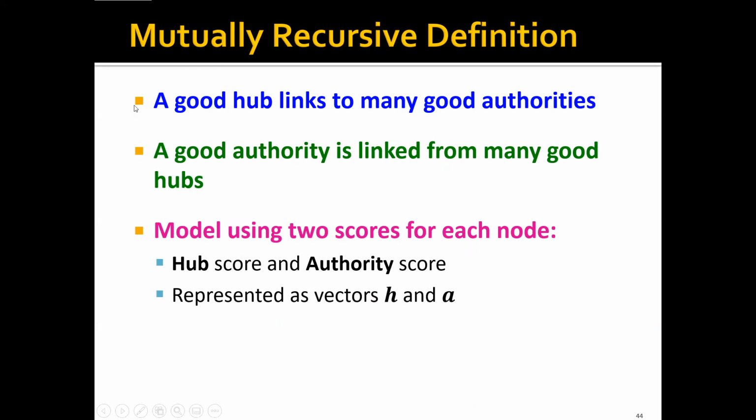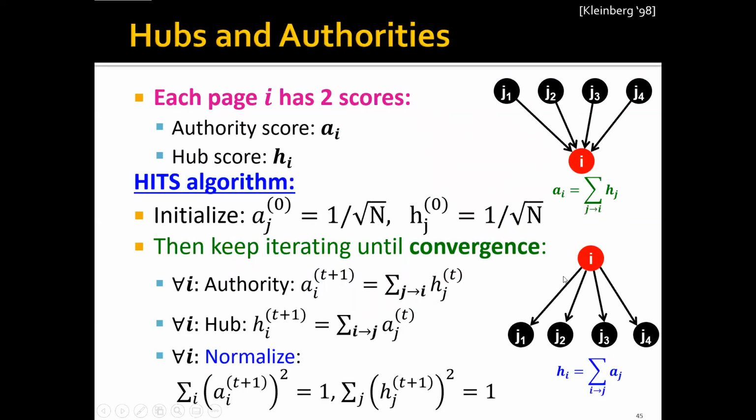So basically, a good hub will link to many good authorities, and a good authority is linked from many good hubs. And this model actually uses 2 scores for each: we have the hub score and the authority score. The hub scores and authority scores as a whole can be represented as vectors H and A. And this algorithm, HITS, is actually very similar to the PageRank algorithm.